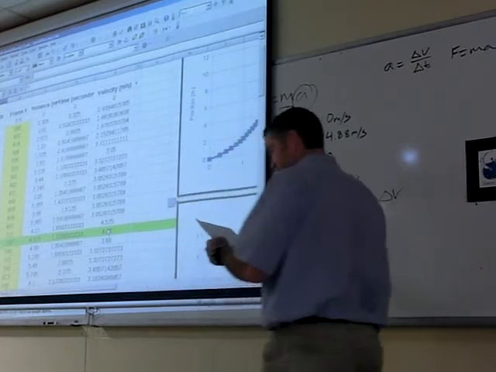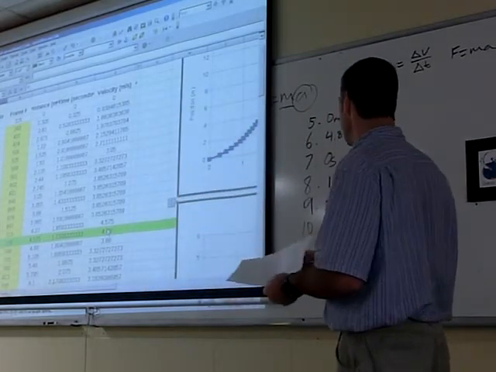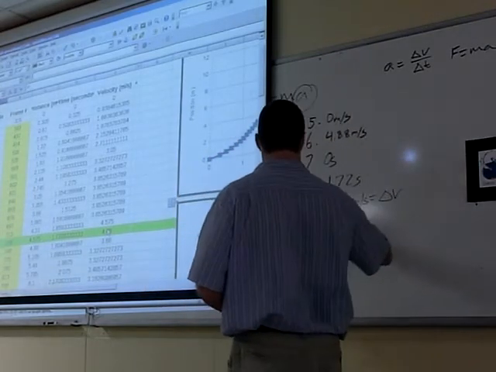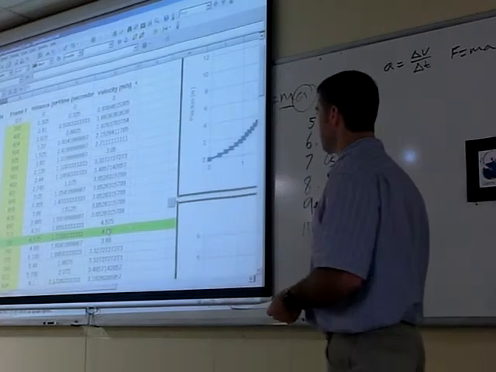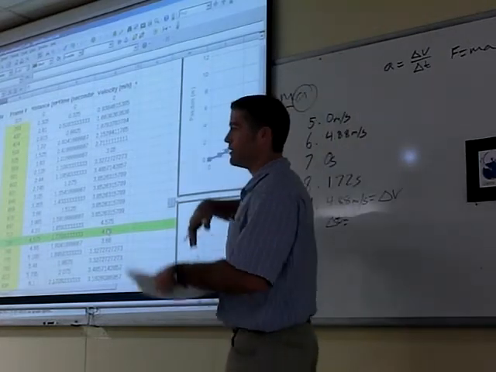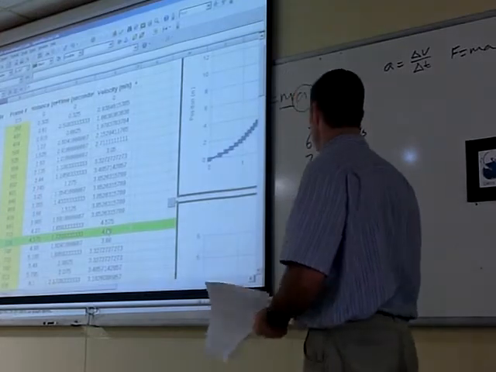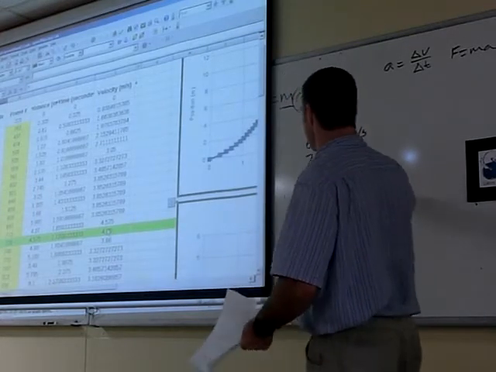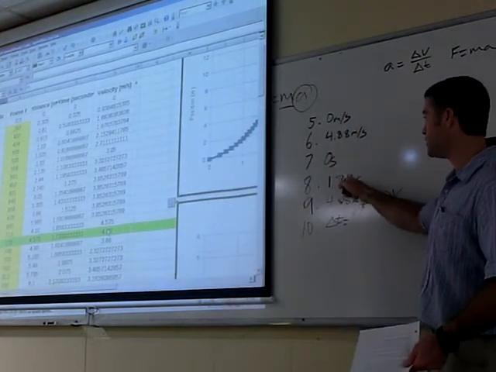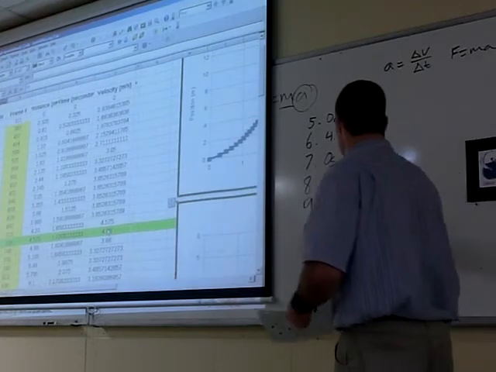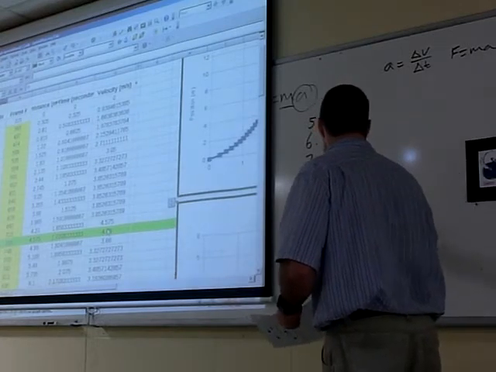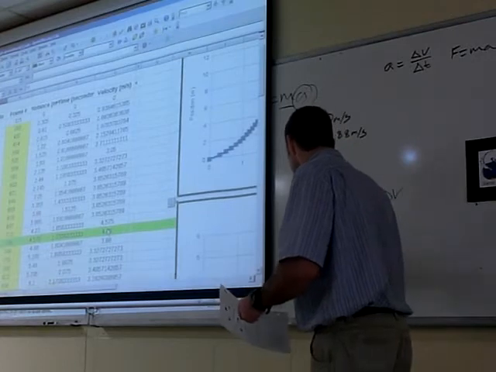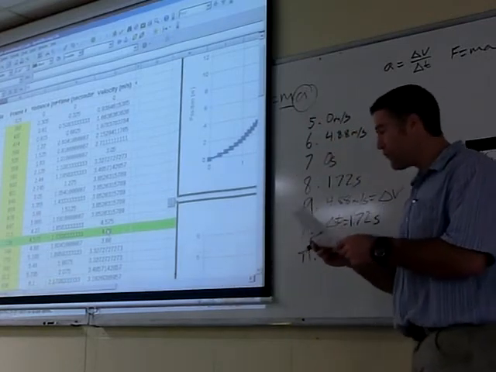Number 10, change in time. What's the change in time? During the acceleration phase, how much time went by? 1.72. It's just this again. This was the starting time, this was the ending time, this minus this is just that. 1.72 seconds.